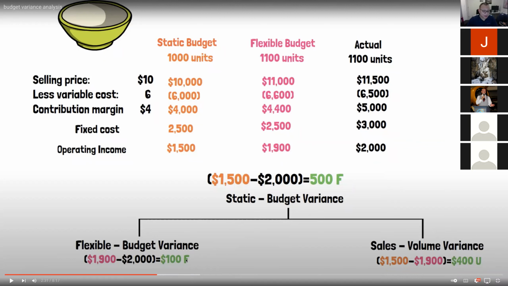So you can see that 100 plus 400 together, that's the 500, right? So we're saying at the top level, static budget variance is $500 favorable, right? But I can break this down into two sub-variances. One is called sales volume variance. The reason why I'm better off with $500 is because I sell 100 more units, so I'm better off by $400, okay? And the other one is the flexible budget variance, it's a $100 variance. Together, that's 100 plus 400 is 500, okay?